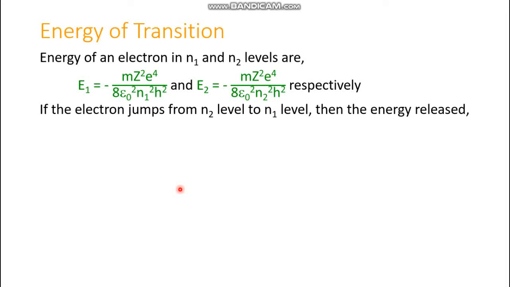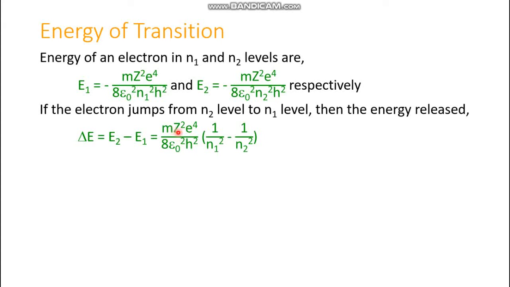Okay, so if the electron jumps from n2 level to n1 level, then the energy released should be delta E equals E2 minus E1, and here apart from these two, other things are same, so you just take them as common. And since there is a negative sign, 1 by n1 square is taken to the left part and 1 by n2 square is taken to the right part. That means they have changed their positions, interchanged their positions.